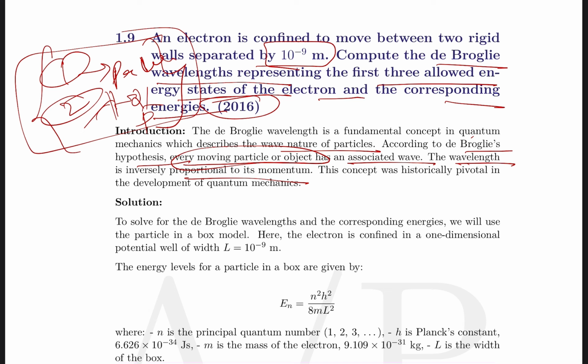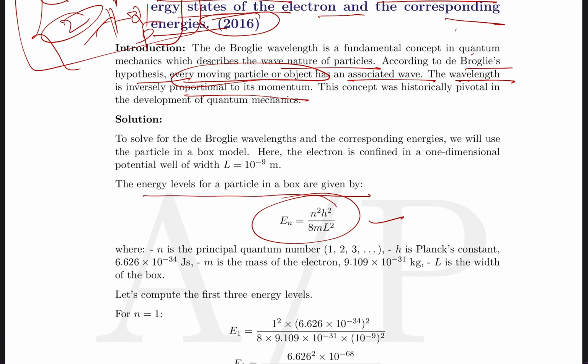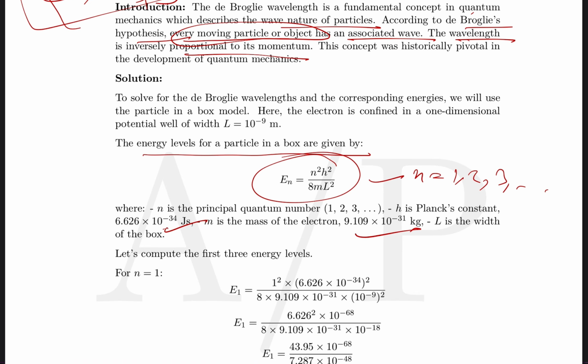So now the solution part. We know that the energy levels of an infinite well are E_n = n²h²/8mL², where n is the principal quantum number that starts from 1, 2, 3 and so on. h is Planck's constant with the value 6.626 × 10^-34 joule seconds. The mass of the electron is 9.1 × 10^-31 kg. Now let's put in the values.